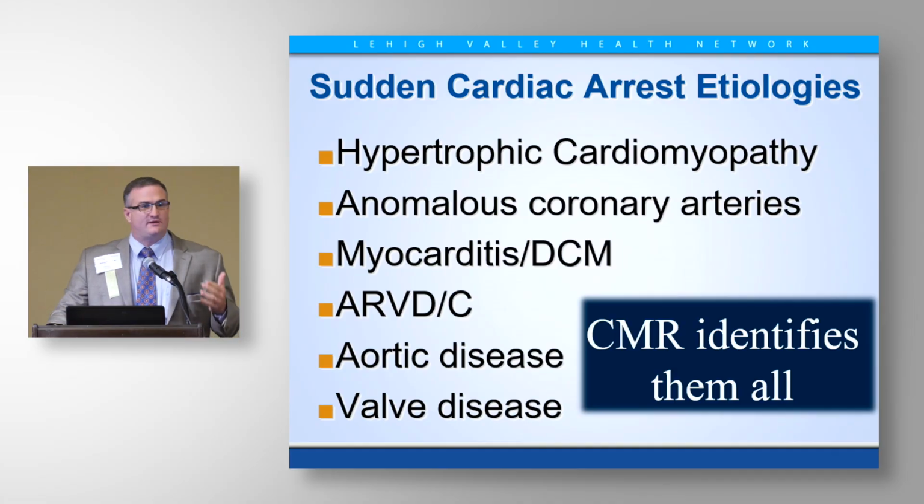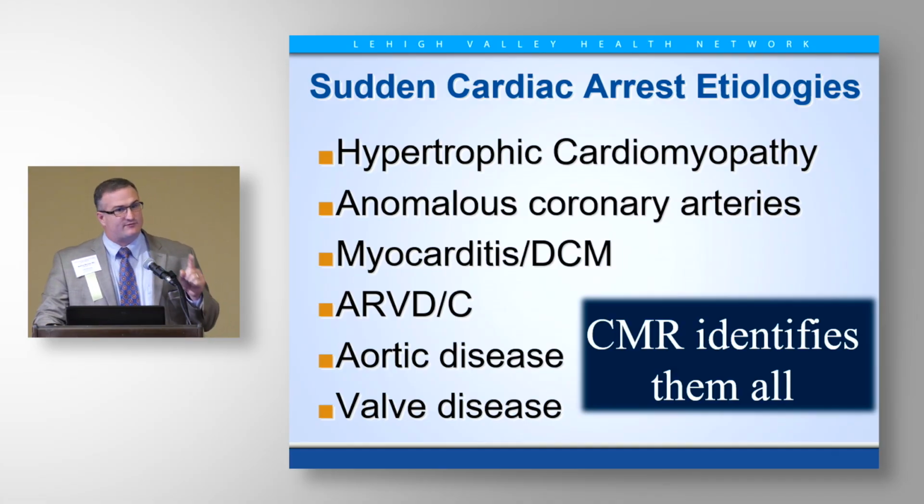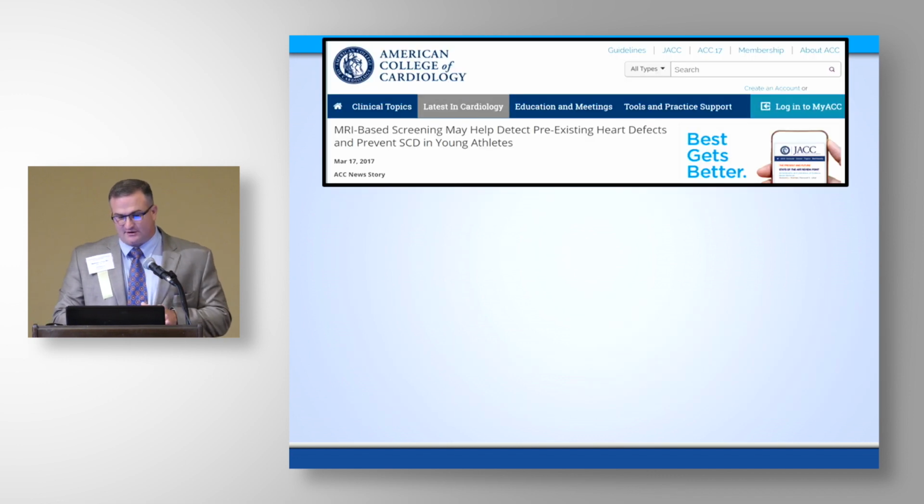But if you look at all the causes of sudden cardiac arrest, whether it's left ventricular disease or right ventricular disease, it's an aortic disease, it's an acquired disease or a valvular heart disease, it turns out MRI identifies all of them. So when you're looking for a comprehensive test, this may not be the first one you go to, but it should certainly be on your list of things to consider.